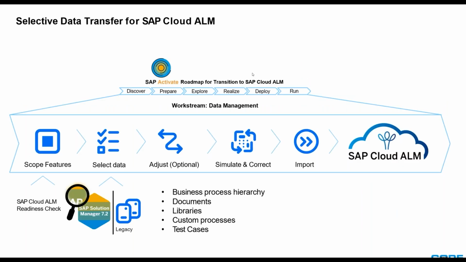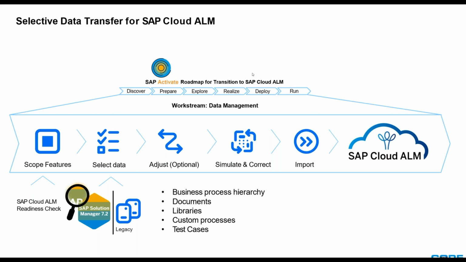Now, within the SAP readiness check, the goal would be that you decide some of the scope features, or which of the features you want to include within the tool. Then you would decide what data you want to select that you would like to migrate. And here it's actually pretty flexible, so you can adjust, and you can decide which information you want to bring into Cloud ALM.